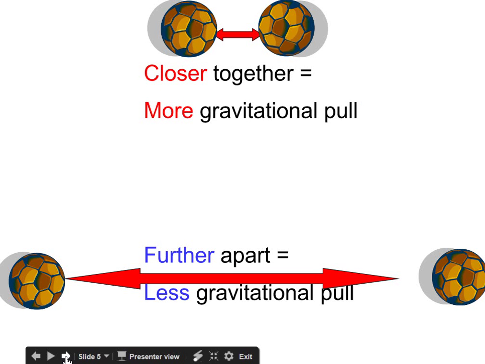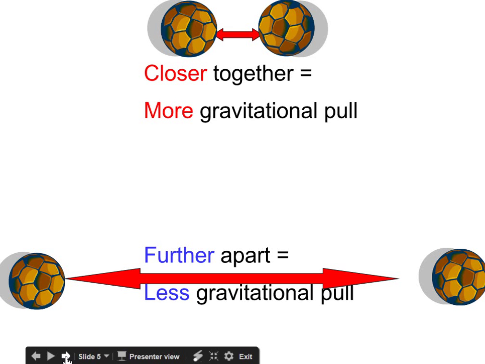If the distance between things changes, that also changes the gravitational pull. So objects that are closer together have more gravitational pull. Objects that are further apart have less gravitational pull. So let's take this, the closer together and the more gravitational pull, and let's talk about our solar system. Our sun, talk about these two things together, mass and distance. Our sun is the most massive thing in our solar system.